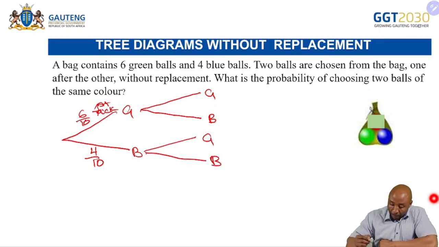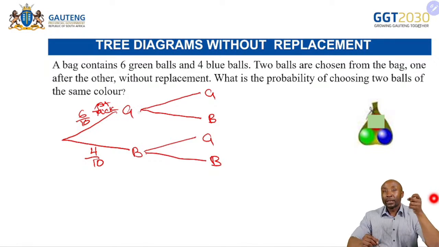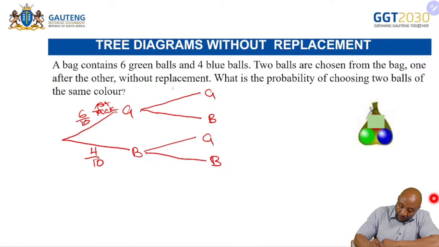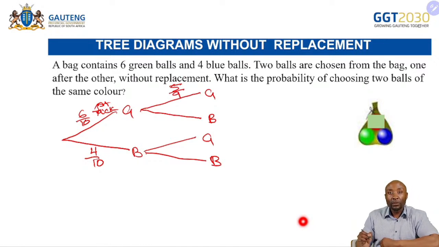Now, if my first choice was green, it means now I'm not putting back the one that I pick. Meaning, for green, I'm now left with 5. If I've taken out 1, it means my sample space must become 9 as well. It goes down by 1 because it's no longer in the bag. If I check the other probability for blue, following my branches, this is the first time I am picking blue. So I'm picking from 4, but my sample space is now 9.